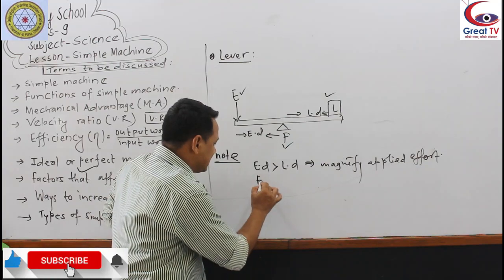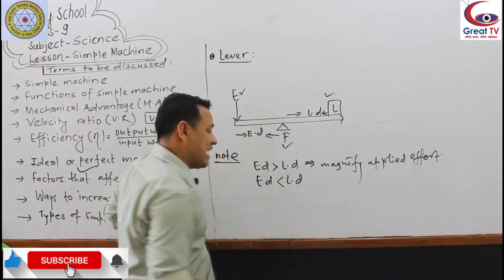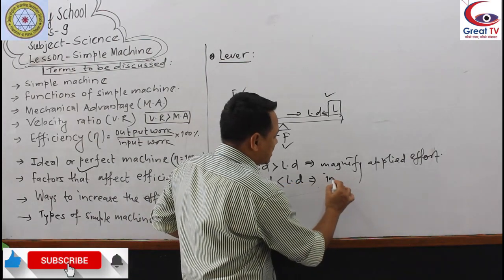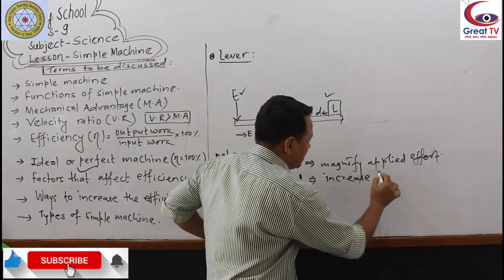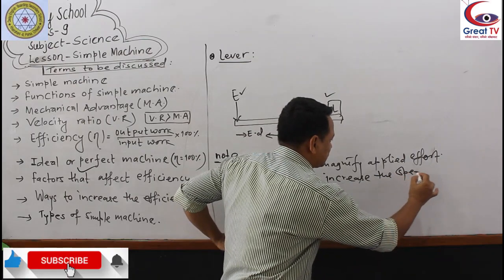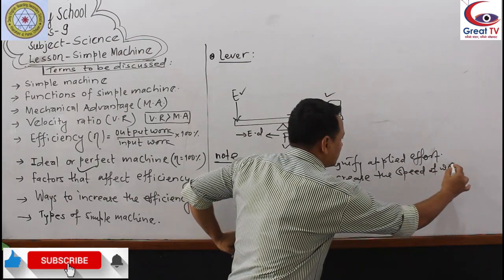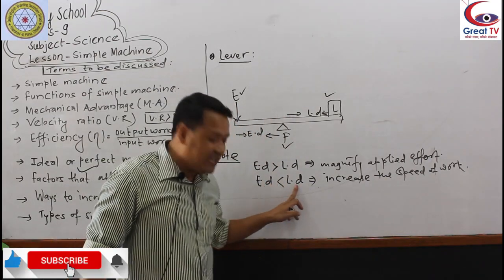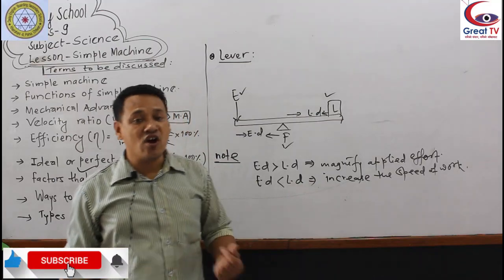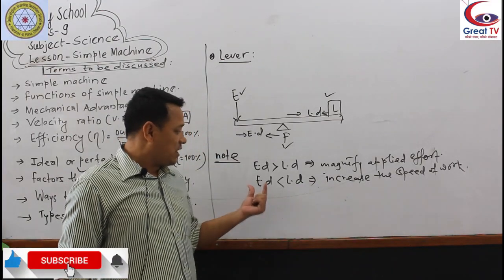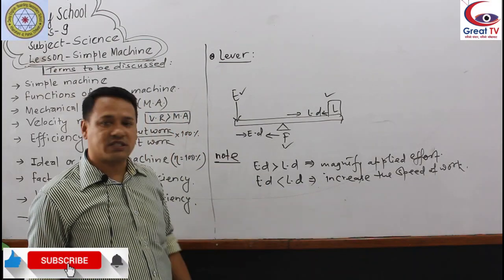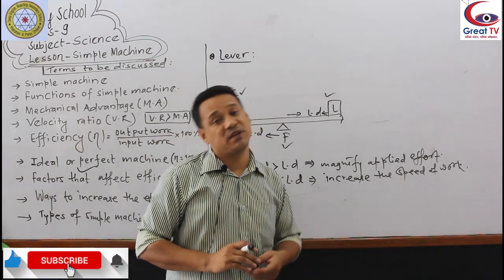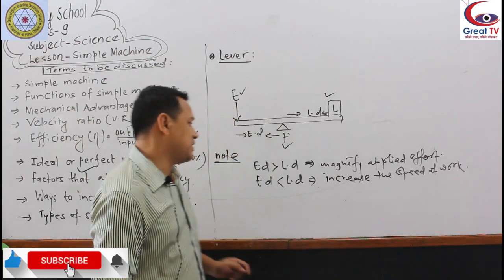If ED is less than LD, or LD is longer than ED, such a lever increases the speed of work. So if the load distance is longer than the effort distance, in other words if the effort distance is less than the load distance, in such a situation it just increases the speed of work.